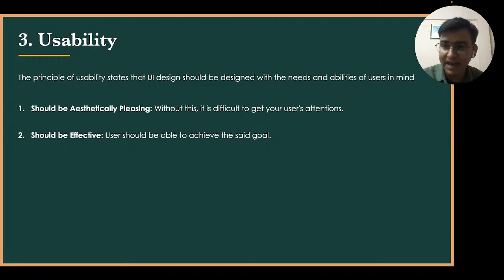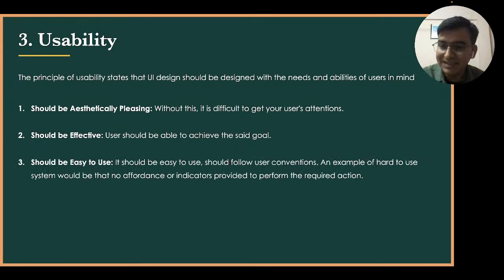Second is that your design should be effective. Users should be able to achieve their goals. Whatever the user has come to achieve in your application, they should be able to do it. If number two is not there, then the app or website doesn't really exist, right? It is of prime importance that whatever the core goal of a user is, they should be able to do it when they come to the website or the application.